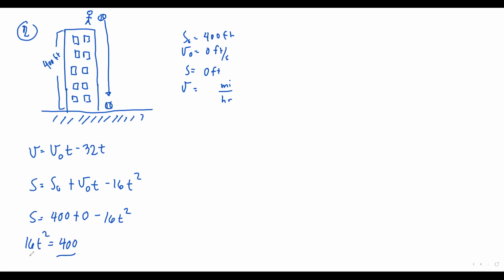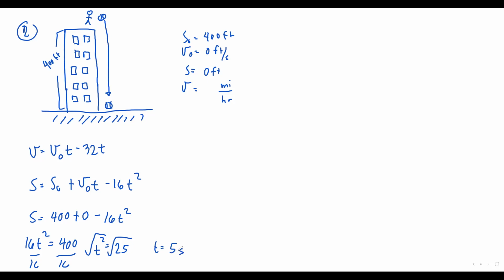Okay, divide both sides by 16. So, T squared is equal to, calculator, 25. Okay. So, T, as what I said, we only get the positive value. Okay. So, T is equal to 5 seconds.